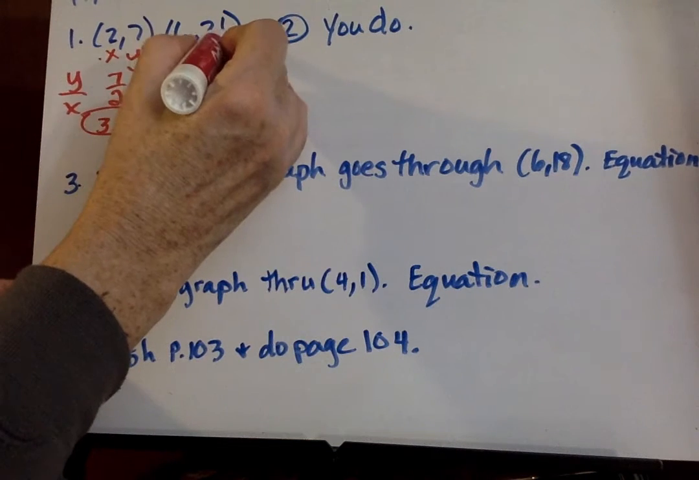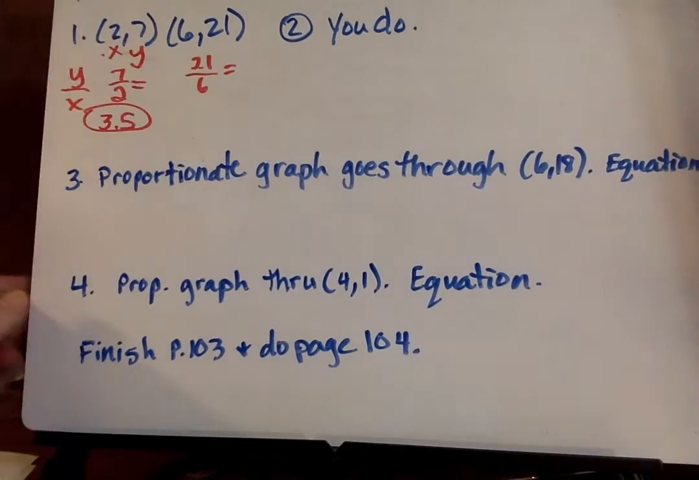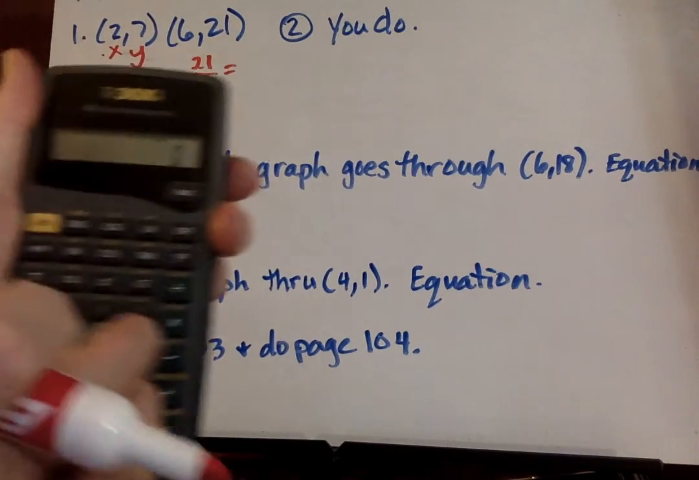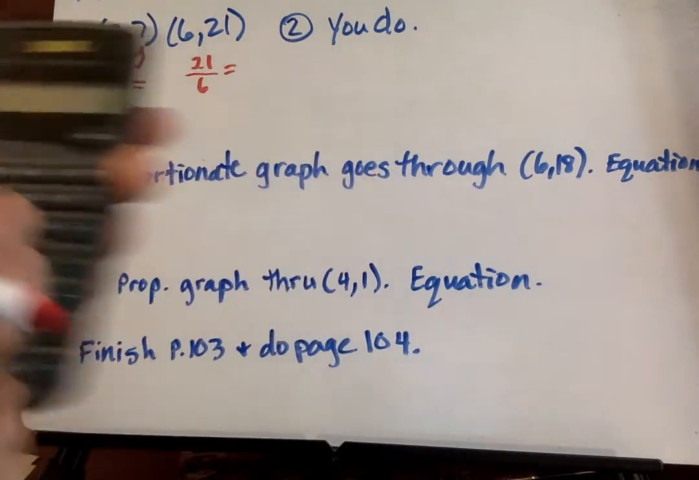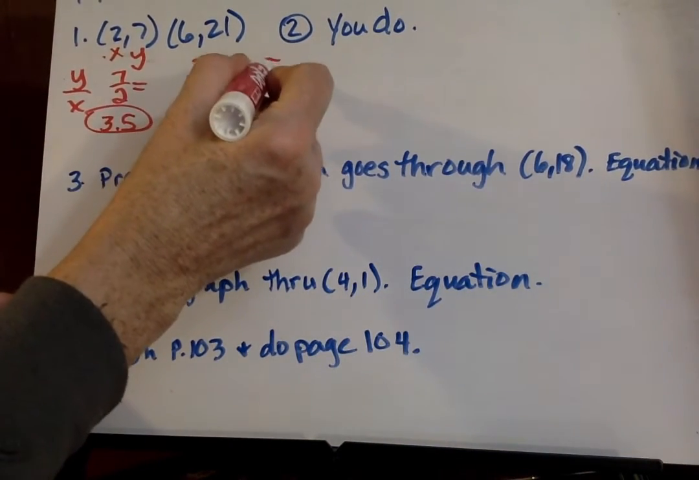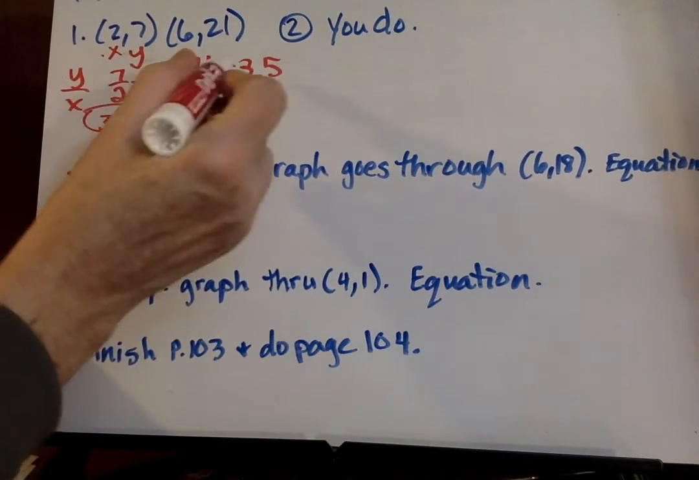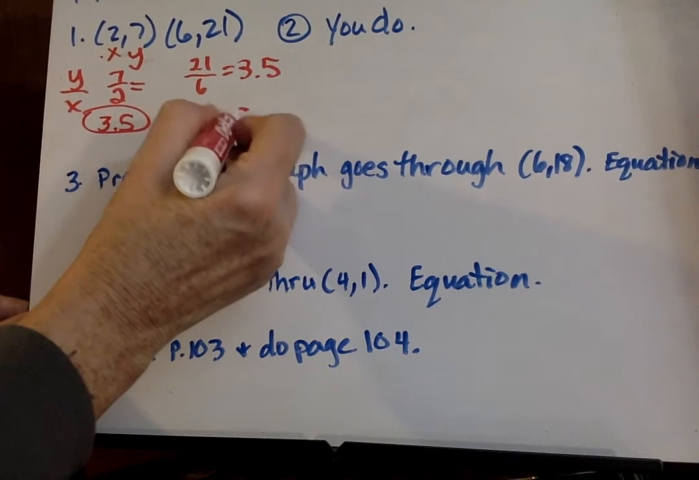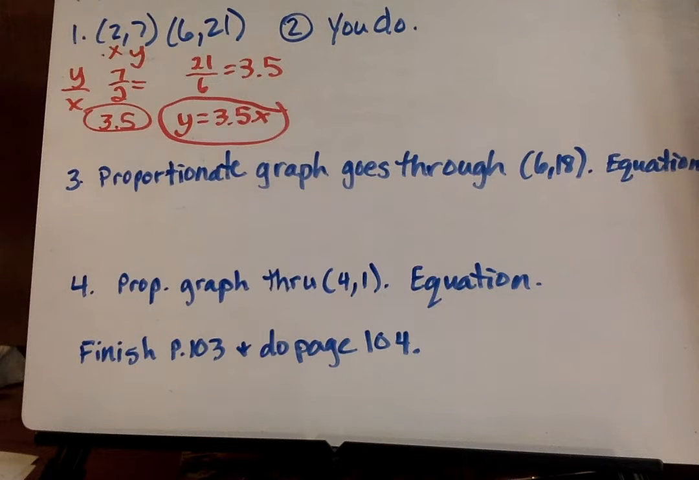This one, again, you want to take your y, 21 divided by 6. Now, does that equal 3.5? Let's find out. 21 divided by 6. 3.5. Okay, so they both have a unit rate of 3.5, and if they do, we have to write an equation. Y equals, what's your unit rate? 3.5 times x. And we're done. Okay. I'm going to let you do 2 later, and I'm going to go ahead and do number 3.